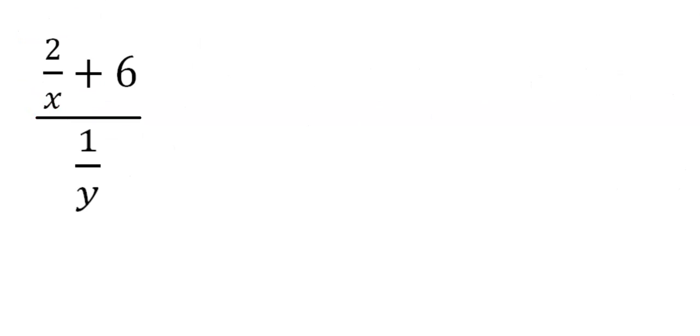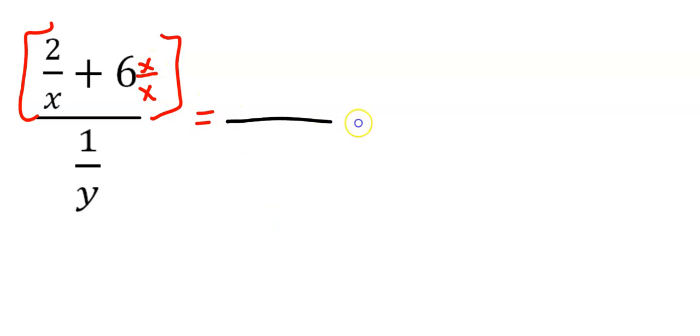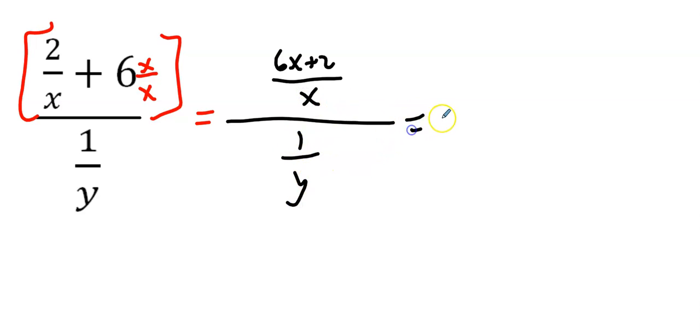Here again, you can bring these together. You have to multiply this one by x over x first, but that's not a bad way to go. So the numerator you'd have, we're getting used to this, so this would be 6x plus 2 over x. Denominator would be 1 over y. I'm going to simplify the numerator.